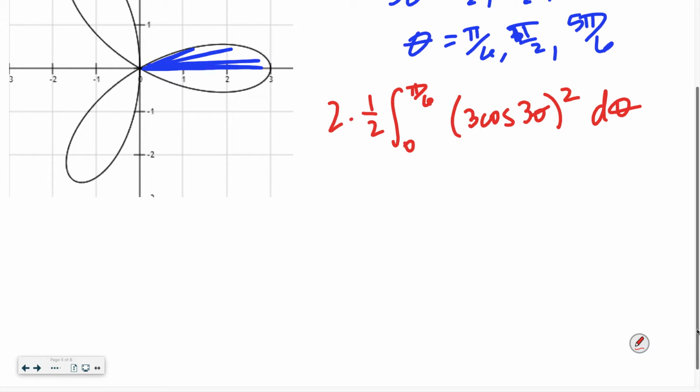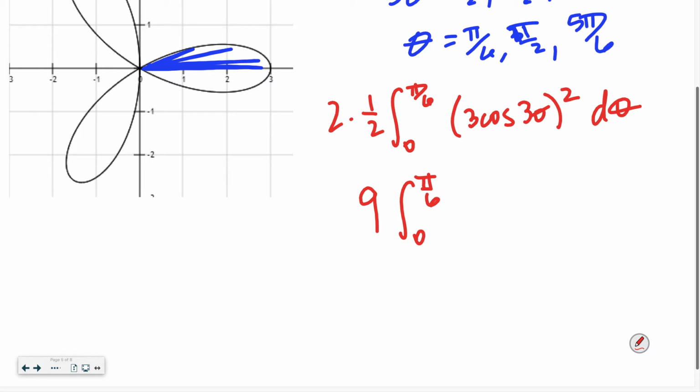Okay, so what's 3 squared? That's 9. 2 times 1/2 is 1. Gone. 3 squared is 9. So I just like my constants out front, so I don't have to worry about them until the end. That's smart. Okay, and then we have cosine squared of 3 theta.